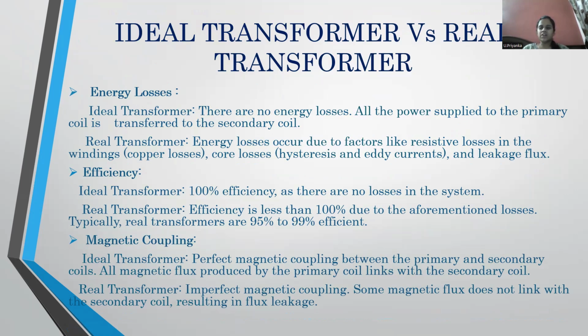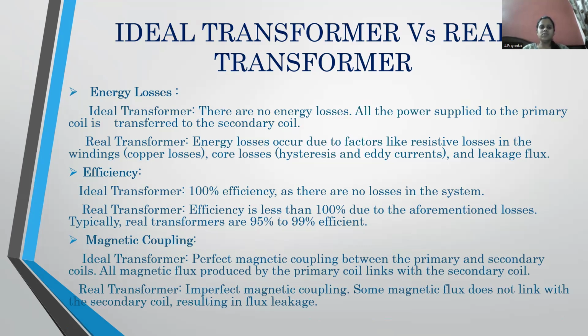And then efficiency. In an ideal transformer, as we discussed, there is 100% efficiency. But in a real transformer, the efficiency is not 100% due to the aforementioned losses. Typically, real transformers are 94% to 99% efficient. Then magnetic coupling. In an ideal transformer, perfect magnetic coupling takes place between the primary and the secondary coil, as the magnetic flux produced by the primary coil links with the secondary coil. In a real transformer, imperfect magnetic coupling takes place because some magnetic flux doesn't link with the secondary coil, resulting in leakage flux.